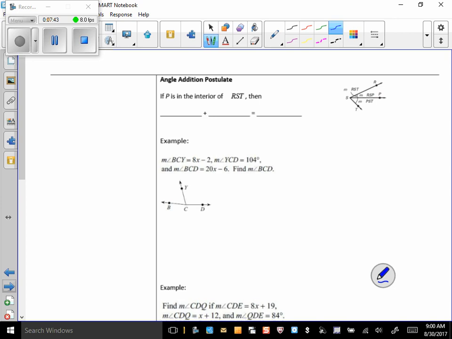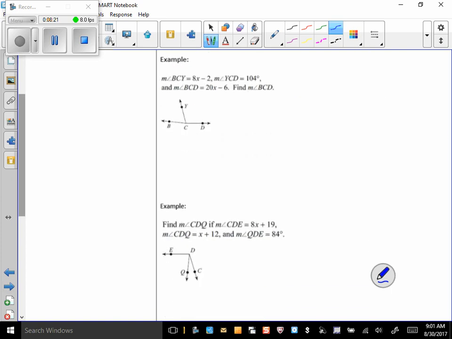Okay, we got another postulate. The angle addition postulate says if P is in the interior of angle RST, so here's RST, P's definitely on the interior because right there it is. Then what I know is that the measure of angle RSP plus the measure of angle PST equals the measure of that whole angle RST. Pretty much like the segment addition postulate.